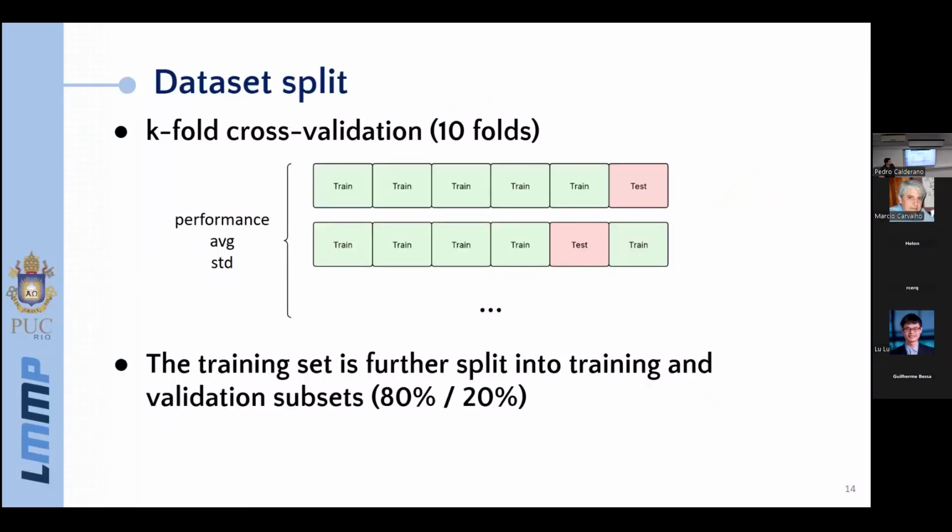So how was my neural network trained? I used k-fold cross-validation considering 10 folds. Well, this was done to ensure that the results that I'm showing as metrics are robust. So I'm not cherry picking my results, and my training set is further split into training and validation subsets of 80 and 20% each.